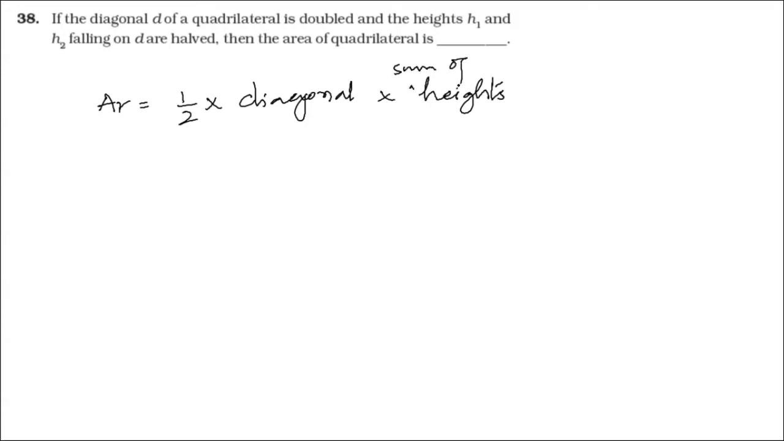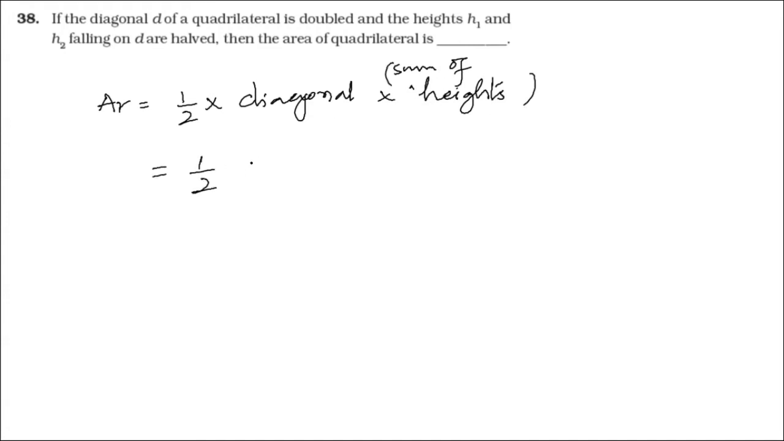Question number 38. If the diagonal D of a quadrilateral is doubled and the heights h1 and h2 falling on D are halved, then the area of the quadrilateral is. We all know that the area of the quadrilateral is given by half into the diagonal multiplied by the sum of the heights.